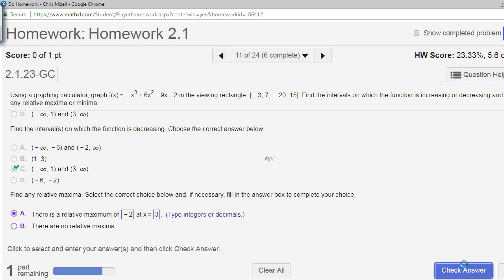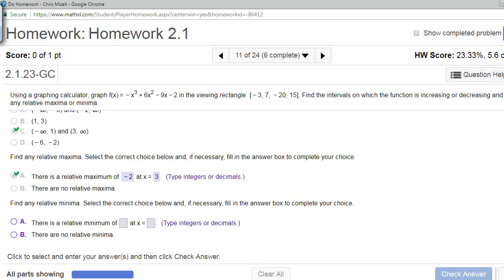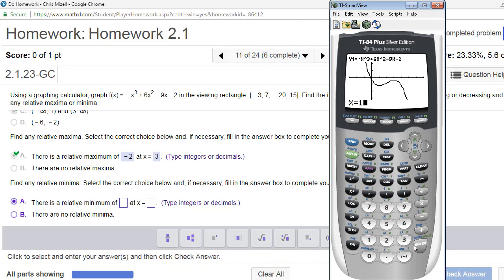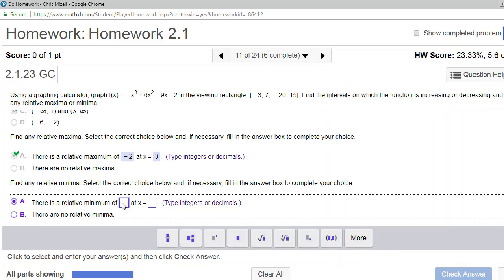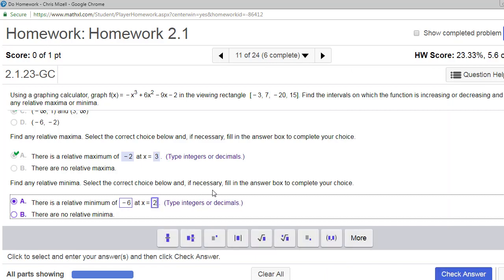No doubt it'll ask us for the relative minimum. The relative minimum occurs at x equals 1. If we evaluate this function, is it going to let me type in the 1? I guess it's not. If we evaluate this function at 1, I'm just going to type 1 and enter. Point 1, -6 is on the graph. So the relative minimum is -6, which occurs at x equals 1.